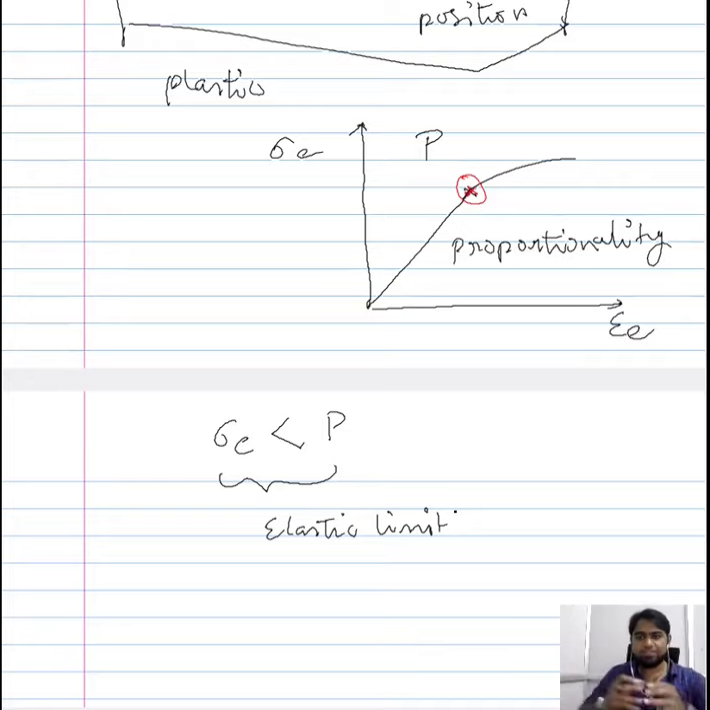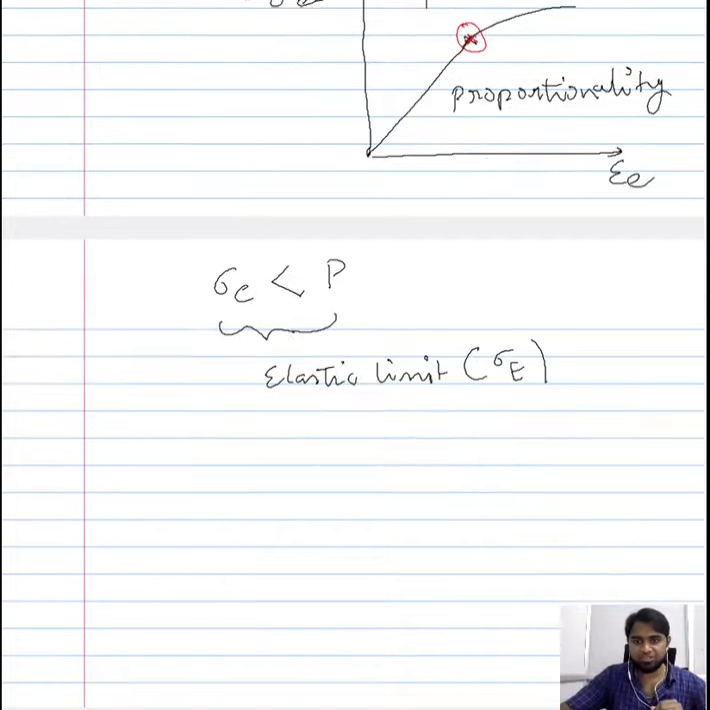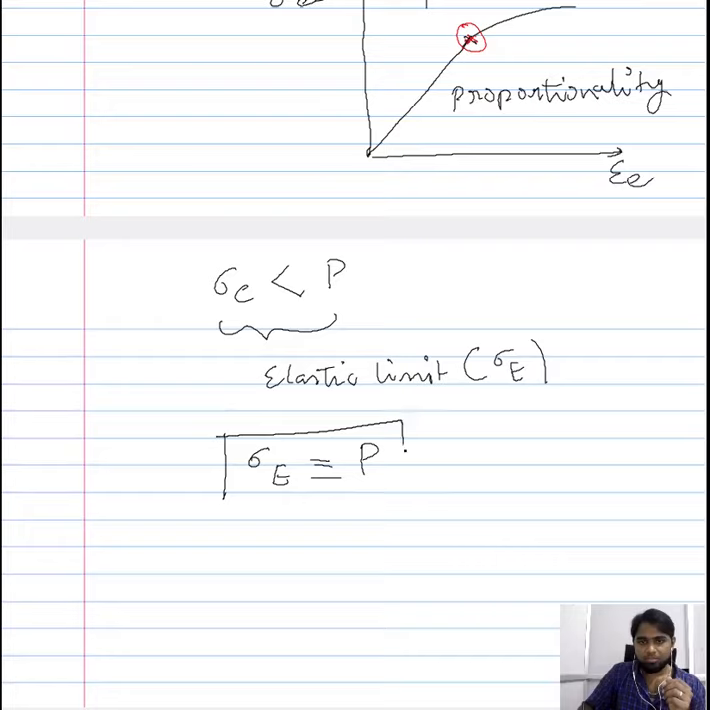So if there is a specific designation for the elastic limit, say if this particular stress represents the elastic limit, then this elastic limit is equivalent to the proportionality limit, wherein you observe the deviation from the linear relationship between the engineering stress and the engineering strain. So both the elastic limit and the proportionality limit coincide and they both mean the same.